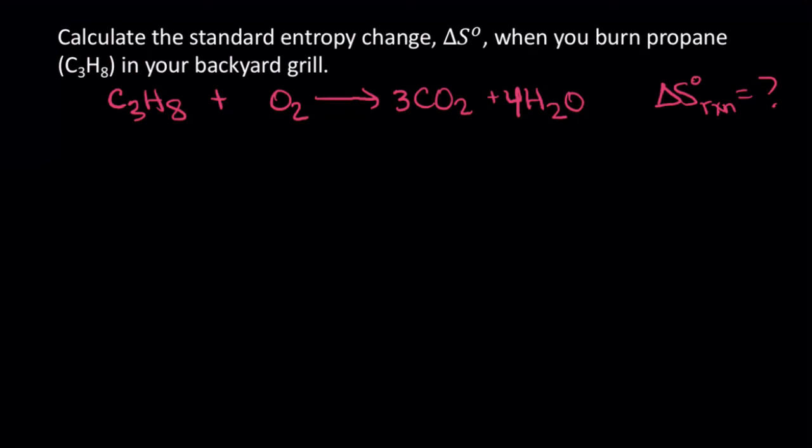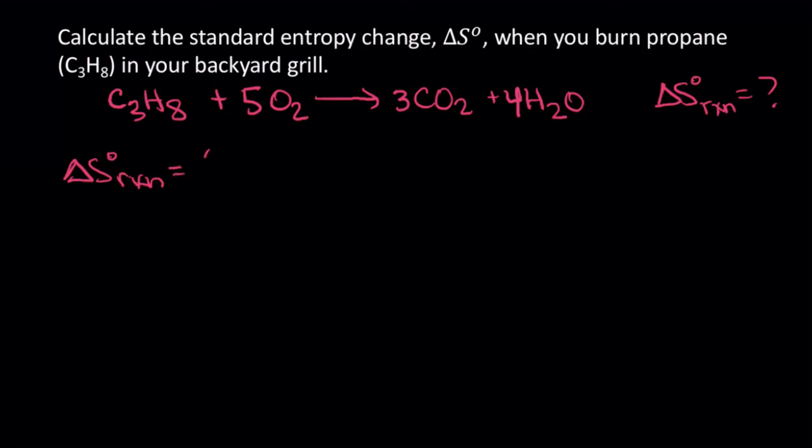We have 3 times 2 is 6 in the carbon dioxide, plus 4 in the water. 6 plus 4 is 10. So if we put 5 oxygen molecules on the left, our equation should be balanced. Now, let's use our Hess's law equation. We are going to try to find delta S for the reaction.